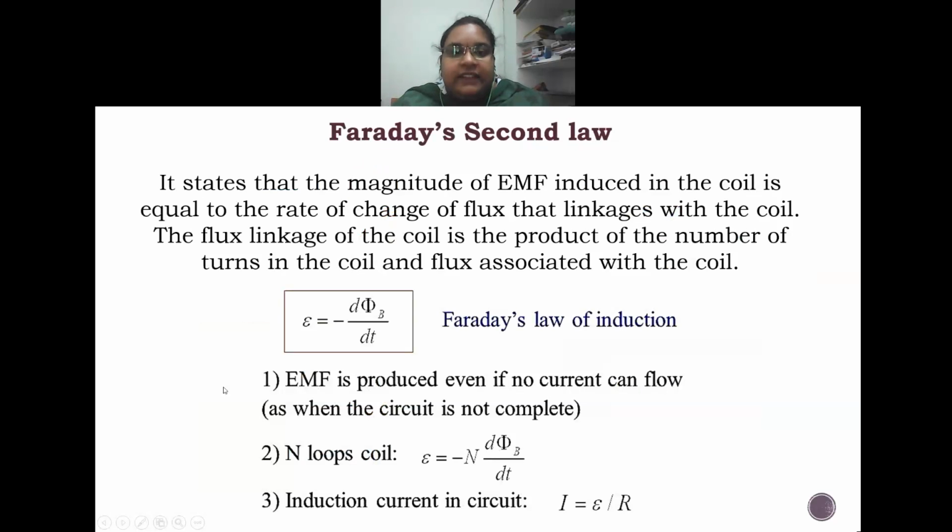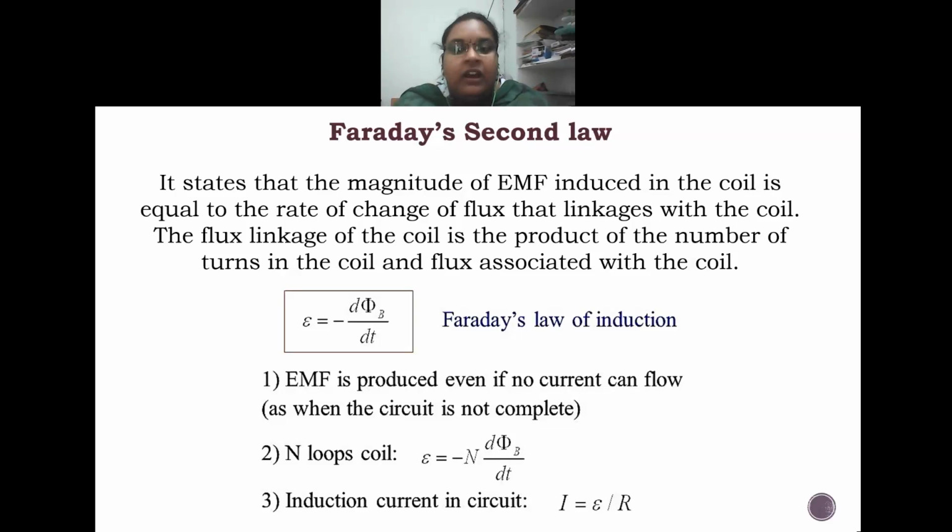Faraday's second law states that the magnitude of the EMF induced in the coil is equal to the rate of change of flux that links with the coil. The flux linkage of the coil is the product of the number of turns in the coil and the flux associated with the coil. So Faraday's first law gives us how the electromagnetic induction is being done. Faraday's second law gives us the amount of EMF that is being induced.